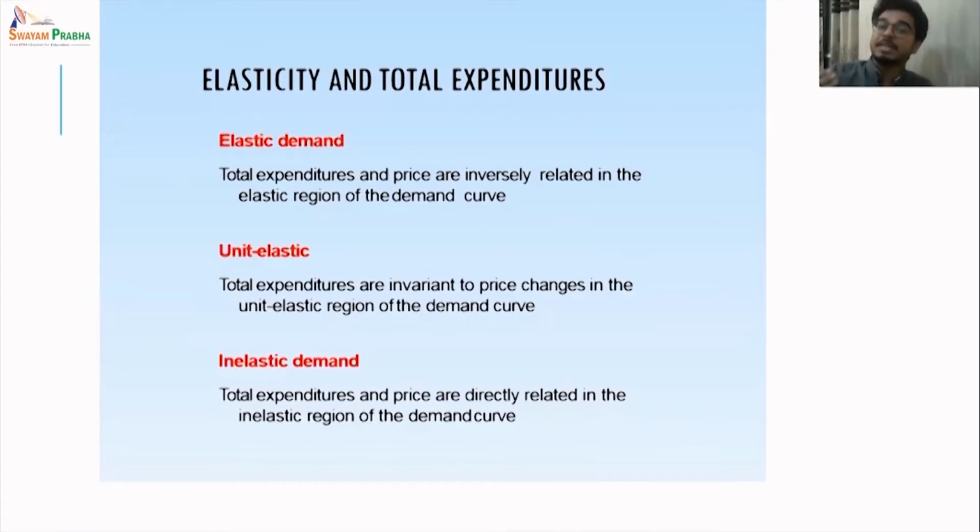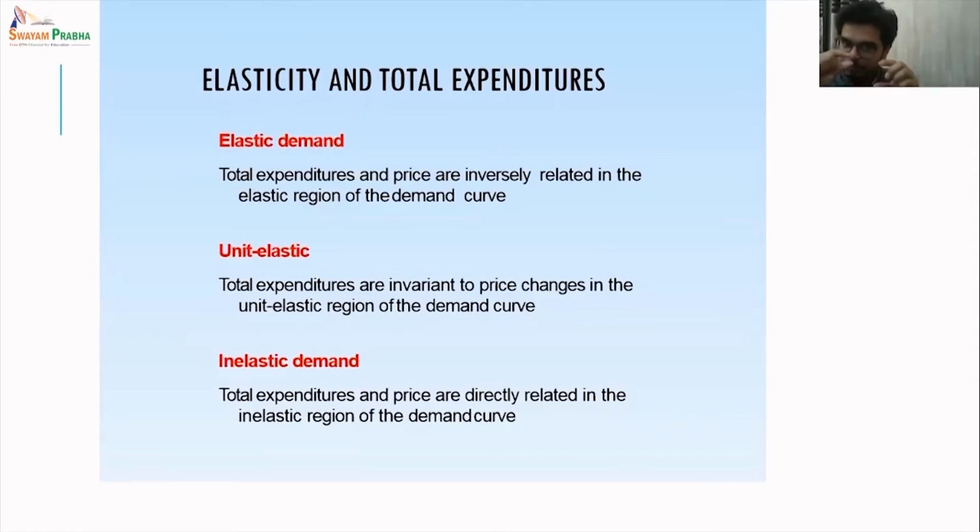What we observe in terms of expenditure from the consumer's point of view is that total expenditure and price are inversely related for elastic demand. So when for a particular commodity, quantity demanded increases faster than the change in price, the total expenditure will increase when price falls, and total expenditure will decrease when price rises in case of elastic demand. Why? Because when price falls, if price falls by 10%, my tendency to buy that product, because the product has an elastic demand, will be much higher.